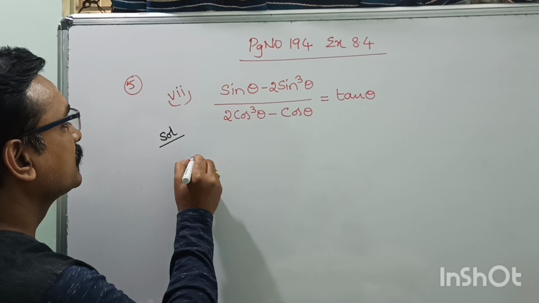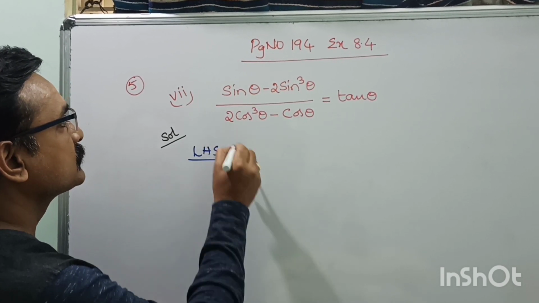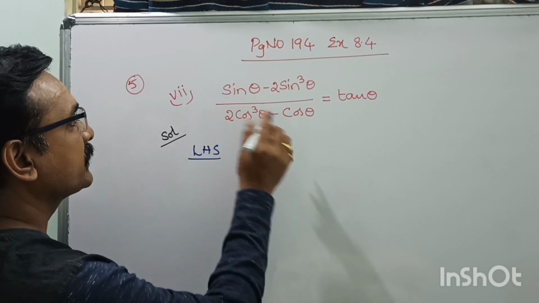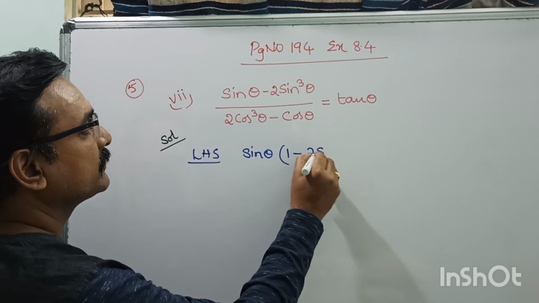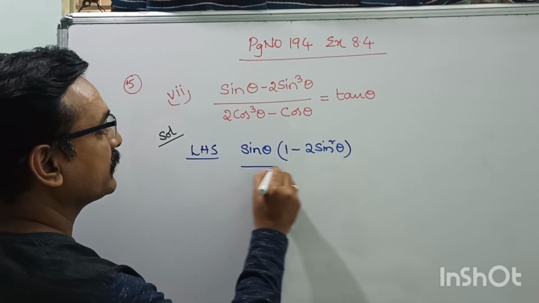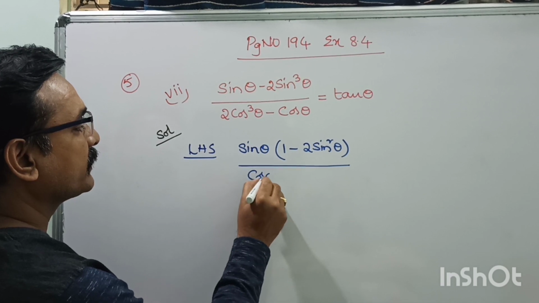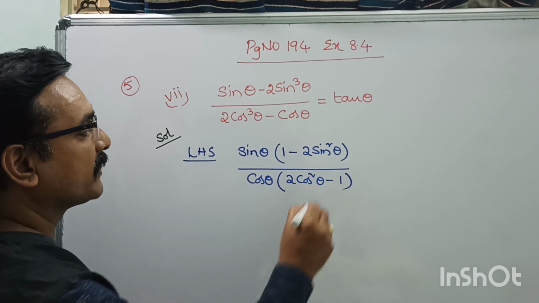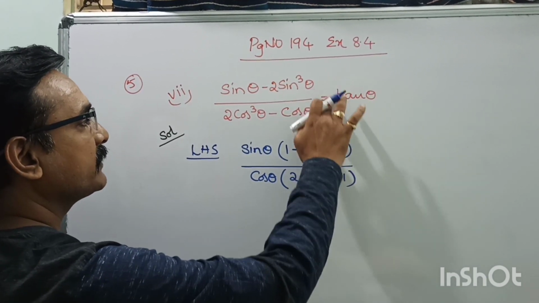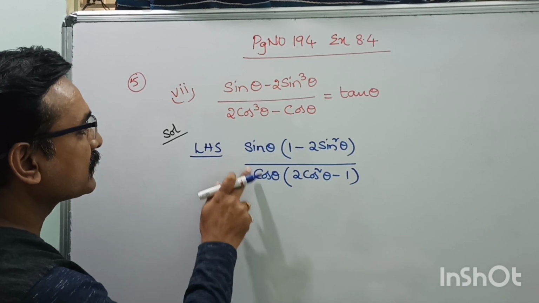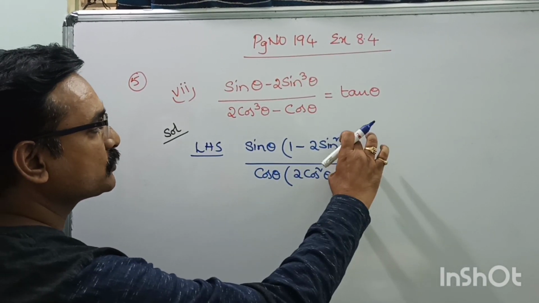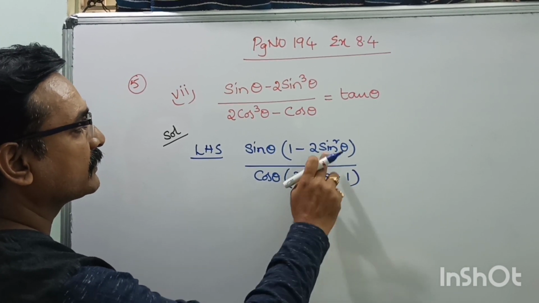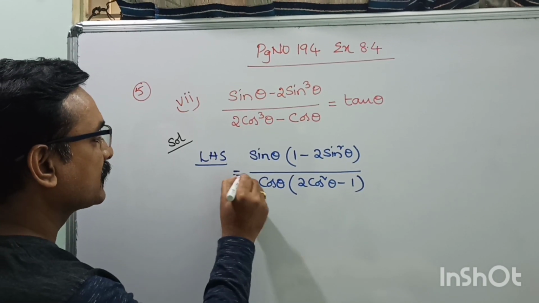Question number 7. LHS. In the numerator, take sin theta common. Taking sin theta outside, we can write 1 minus 2 sin square theta, and in the denominator, taking cos theta as common, 2 cos square theta minus 1. If you observe, on the right hand side we have to prove tan theta. So we already got the answer sin theta by cos theta. That means these two terms are going to be cancelled. So either in the numerator or denominator, sin can be converted in terms of cos.